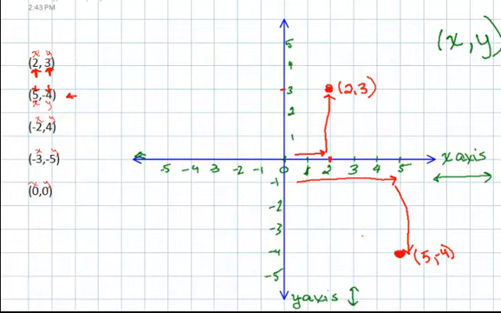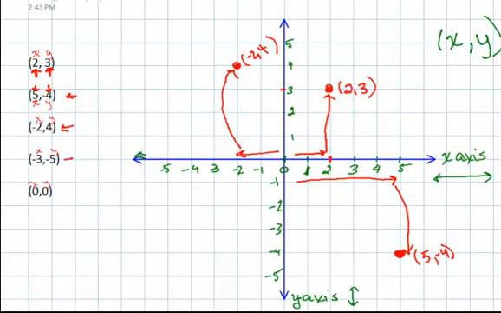The next one, (-2, 4). All right, well, that's a negative 2. So our x value is negative 2. That means we're going to go to the left 2. And positive 4, so that means we're going to go up 4. So that is my (-2, 4). And you'll notice that every time I do this, I'm putting in parentheses. That's telling me that this is a coordinate, a set of coordinates.